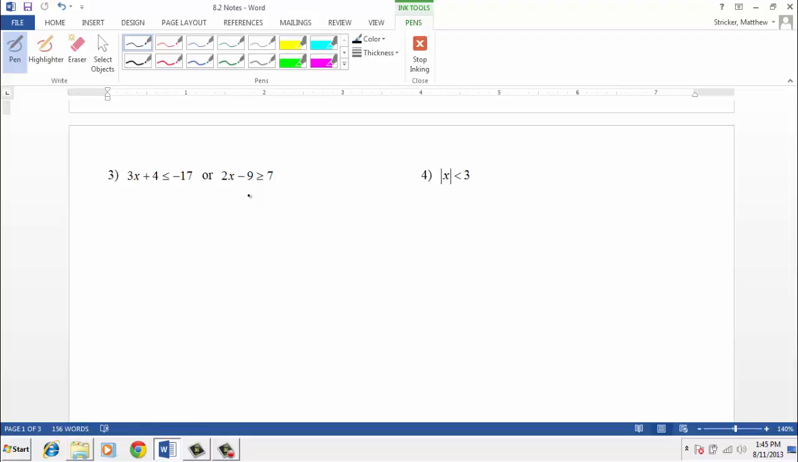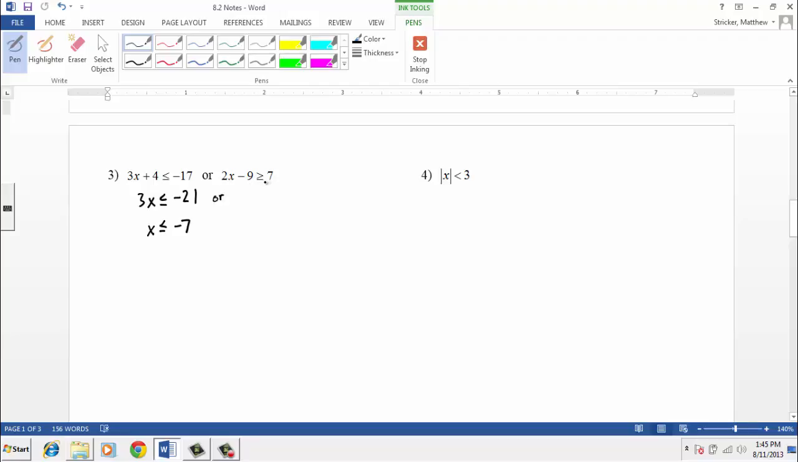So if I solve the one on the left first, my very first thing would be to subtract 4 from both sides, which gives us 3x is less than or equal to negative 21, which then if we divide both sides by 3, we get x is less than or equal to negative 7. You could also do the same thing on the other side.